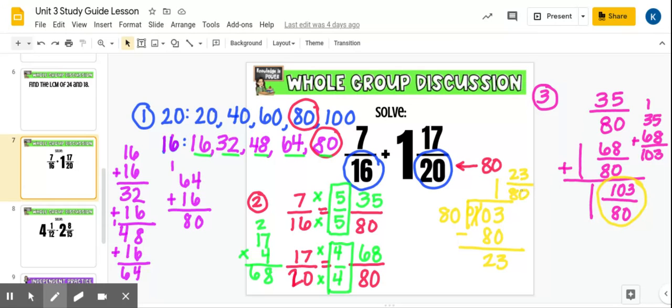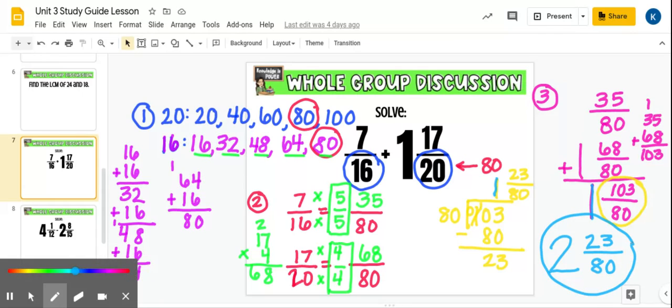So your answer is 1 and 23/80 for that. But I'm going to take my 1 here and combine it with my 1 here to get 2. And your fraction is 23/80. And that is your answer.